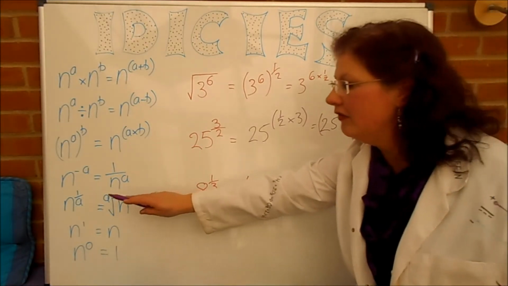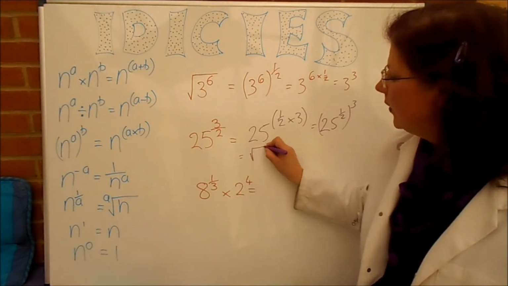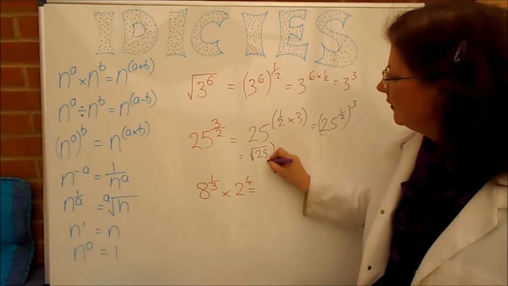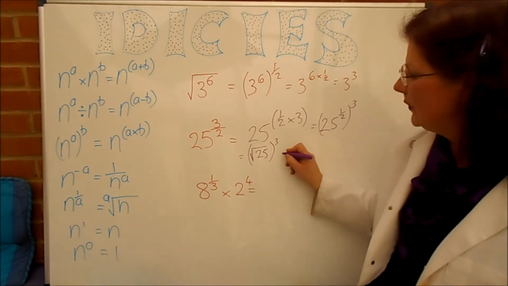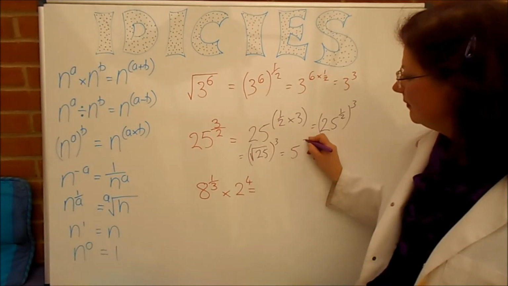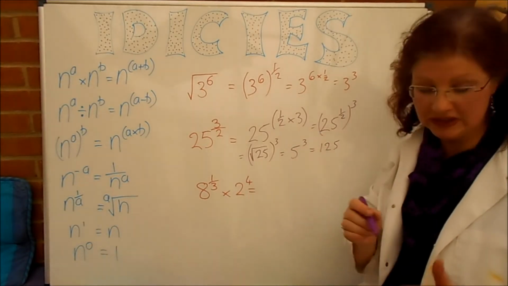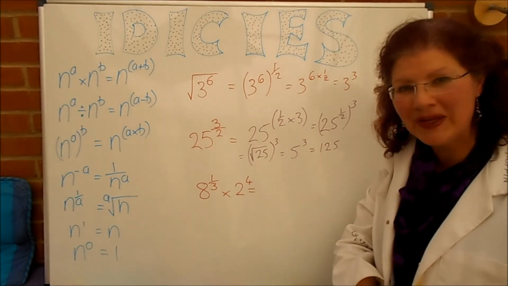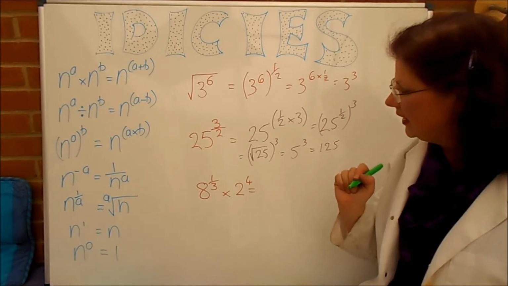To the power half, fractional powers are roots. That is equal to the square root of 25, cubed. The square root of 25, of course, is 5. And 5 cubed is 125. You can leave it in either format. Okay? And for the last one, I think green here, just so that my numbers don't get combined.